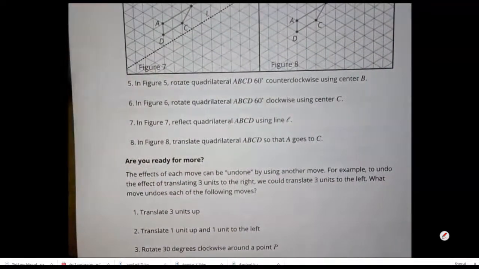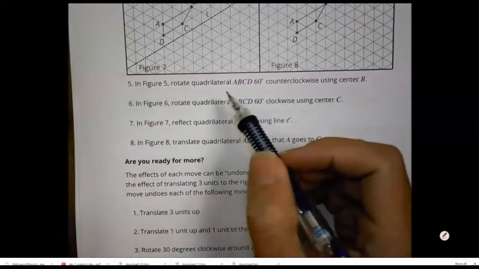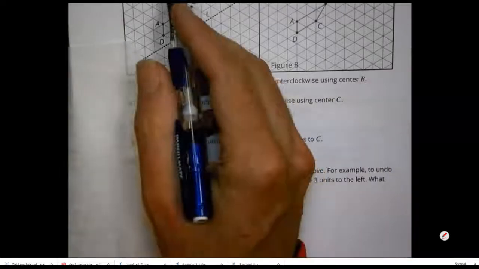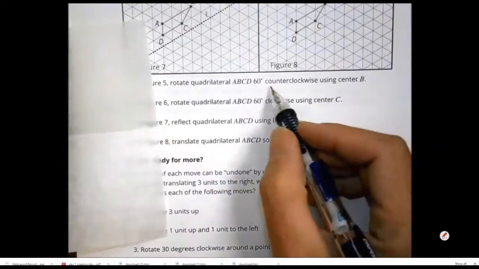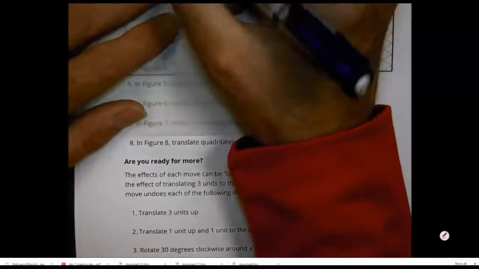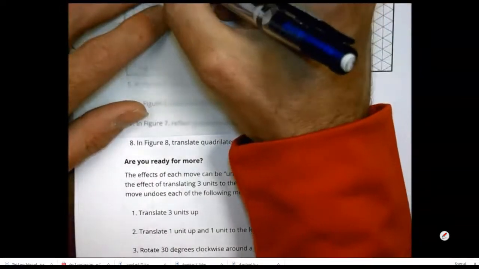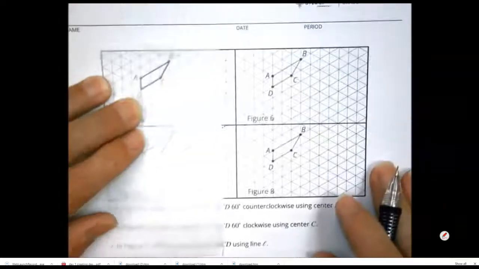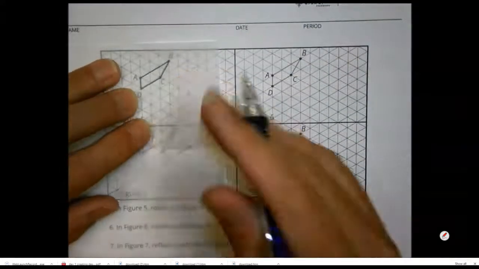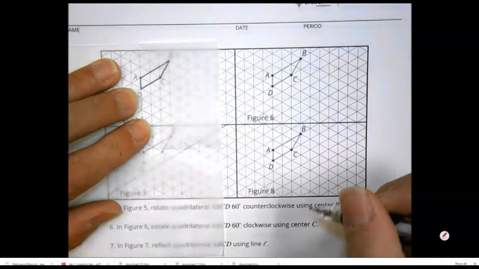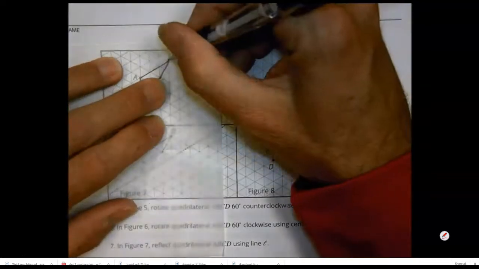on the lesson. What you were looking at then is just doing some more translations and rotations with different quadrilaterals. And so what you looked at then was rotating quadrilateral ABCD right here, 60 degrees counterclockwise using center B. And so what you were doing was you were taking your shape and you're putting it on the isometric grid right here. So that's our shape, ABCD.